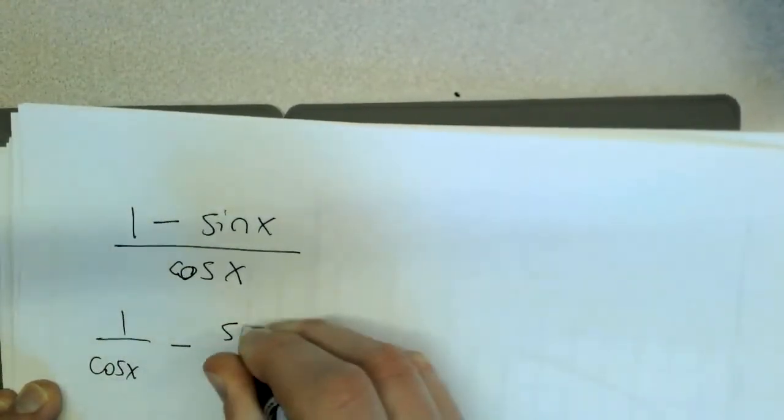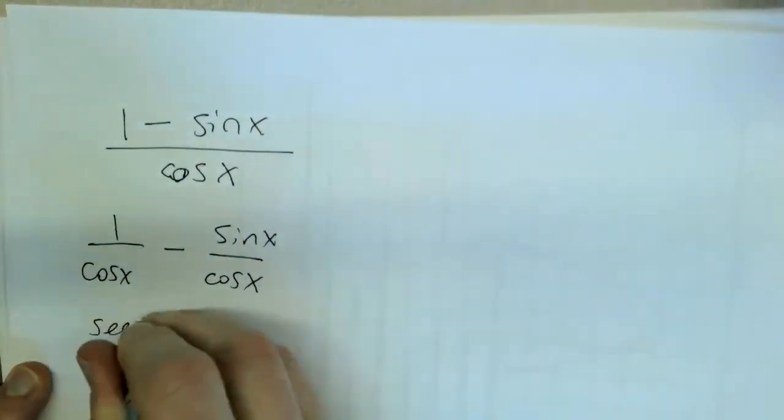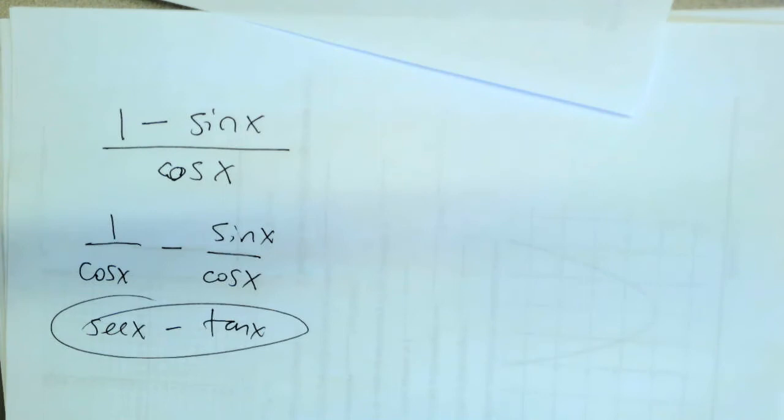That's 1 over cosine minus sine over cosine, which is indeed secant minus tangent. Yeah, if you had distributed, not the same answer. I think if you had distributed in the numerator, it would have been fine. You would have split the fraction and then there would have been cancellation, as opposed to cancellation followed by splitting the fraction.